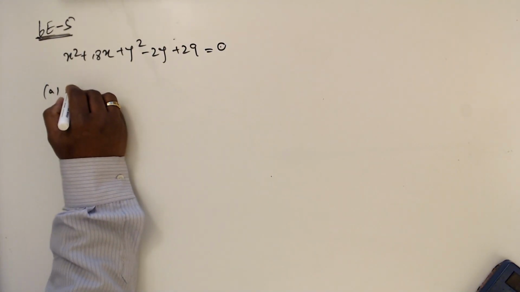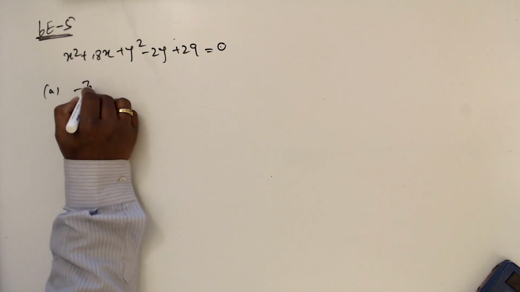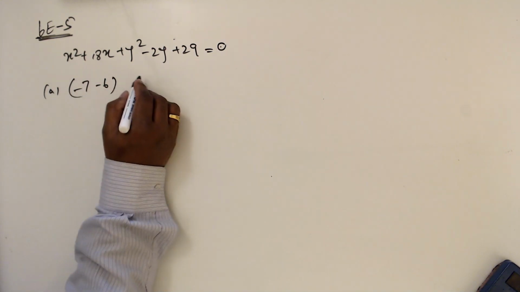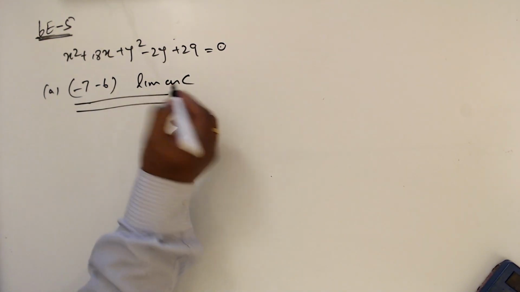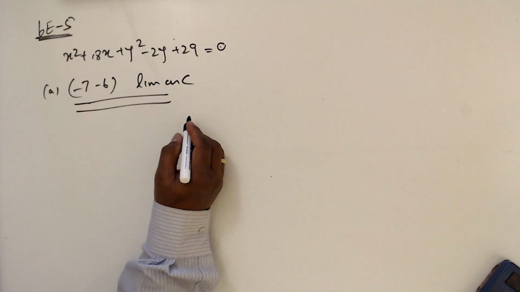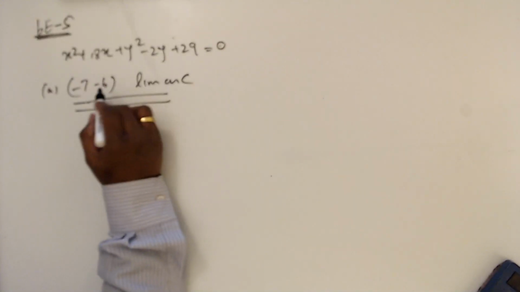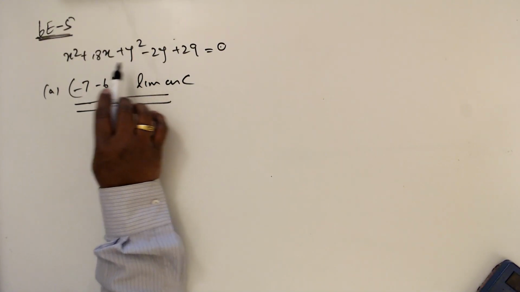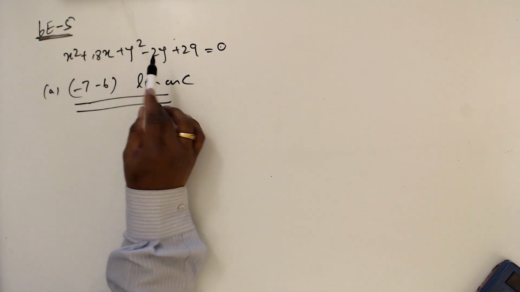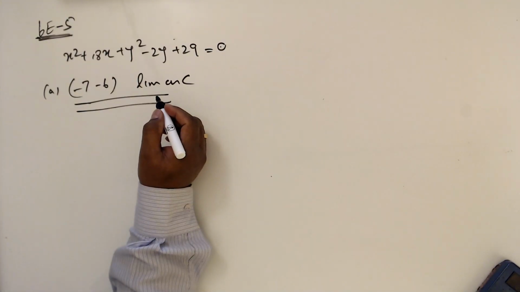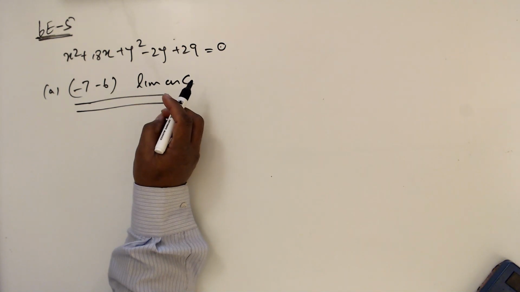Now we want to verify that the point (-7, -6) lies on C. So we will substitute the values and see whether this equation will be satisfied. How will the equation be satisfied?